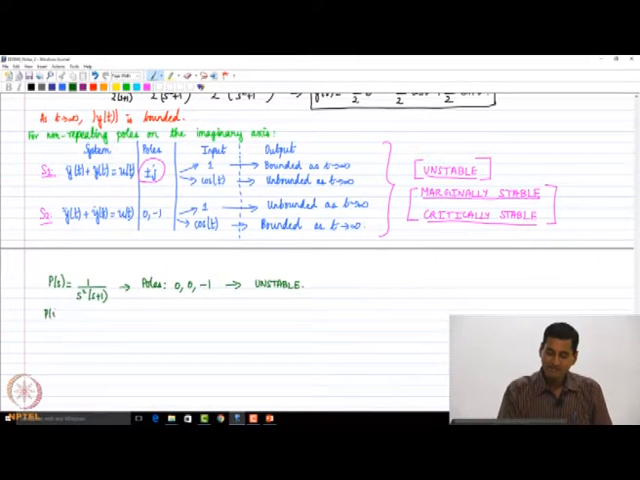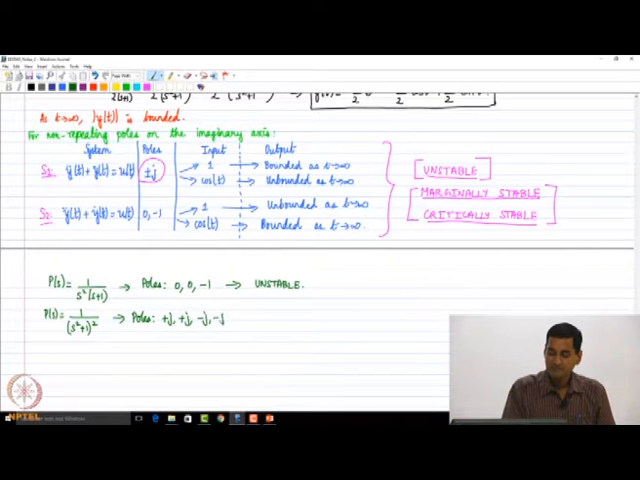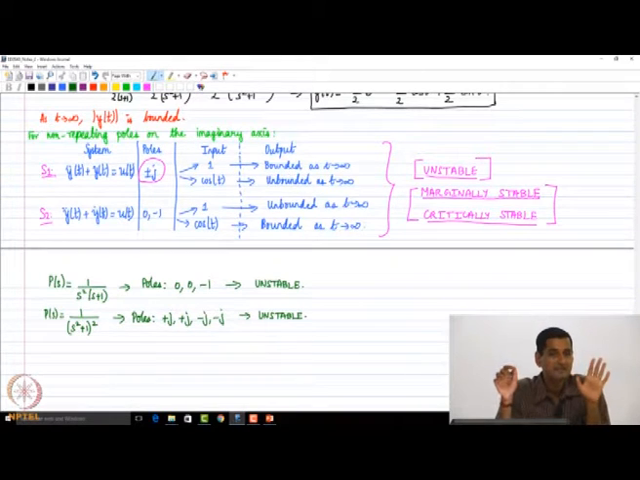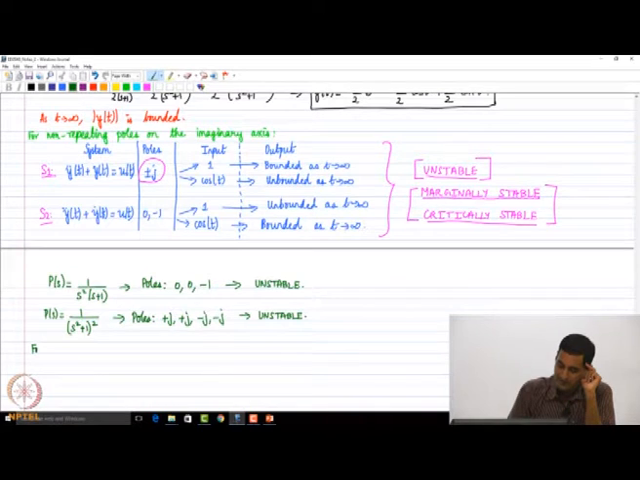Similarly, if you have another system where the transfer function is 1 divided by (s squared plus 1) whole squared, the poles are plus j, minus j, each repeated. Once again this is unstable. So, the above concept of marginal stability or critical stability applies only if you have non-repeating poles on the imaginary axis. Then what happens for stability?